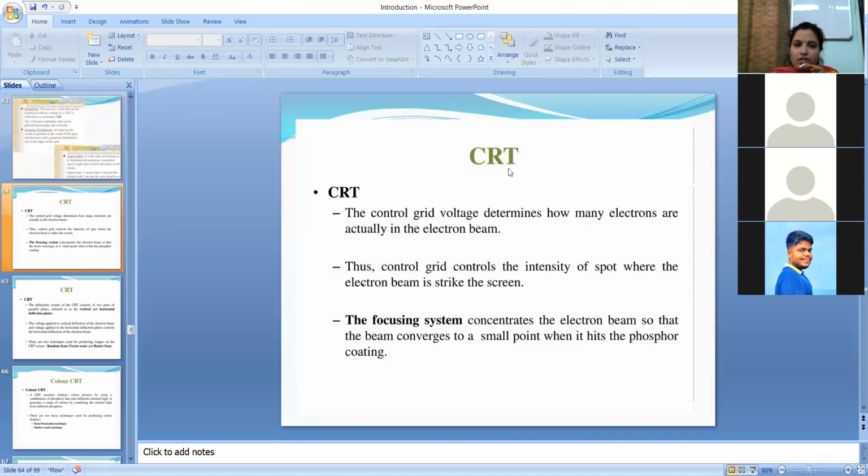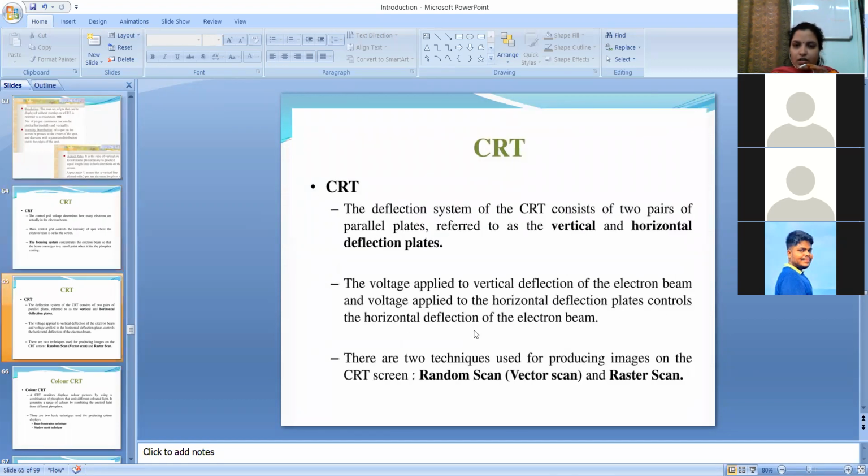So the next is CRT. For the CRT we have already seen what is the control grid, then how the electron beam strikes on the screen, and what is the job of the focusing system. It concentrates the beam and stops the electron beam from scattering. Then the vertical and horizontal deflection plates we have already seen.